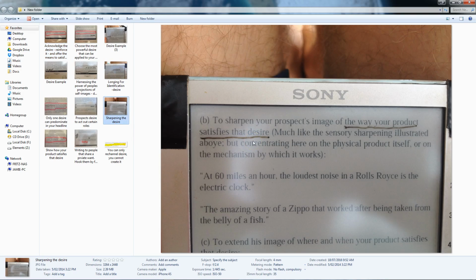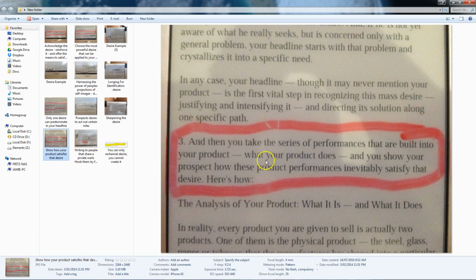And the next thing we need to do is sharpen the image that the person forms in their mind of how your product satisfies that desire. So first you acknowledge the desire. Then you link the desire to your product. In this particular book, they call it product performance, but you can call it anything you really want. It is how your product satisfies the desire that you introduced in your headline, hopefully. So, very interesting discussion on the product.